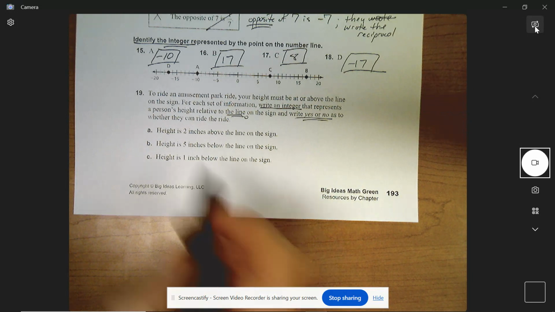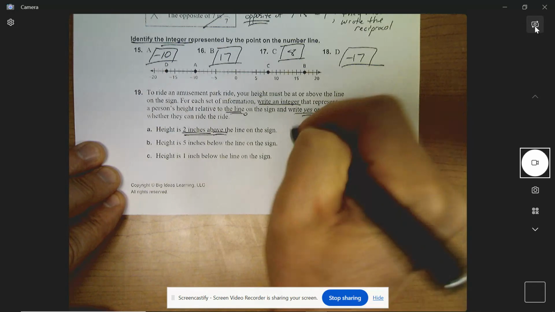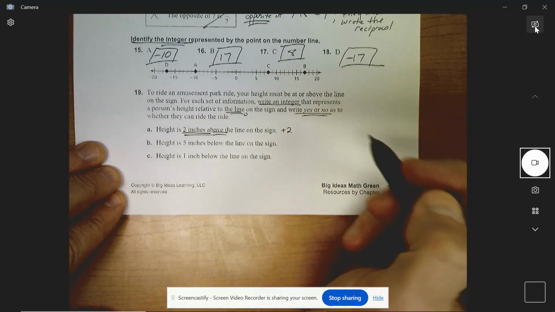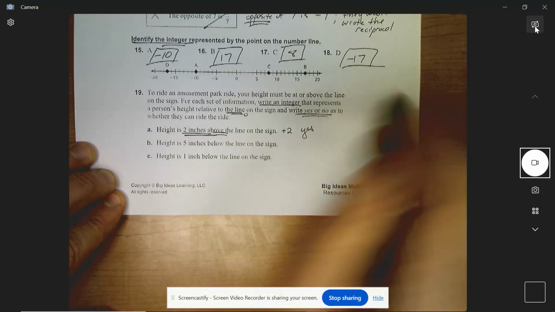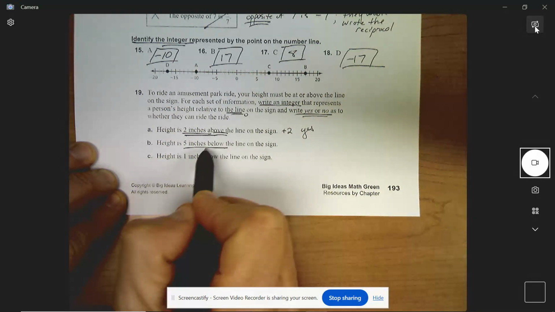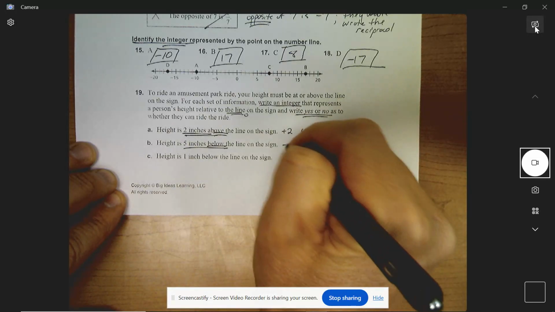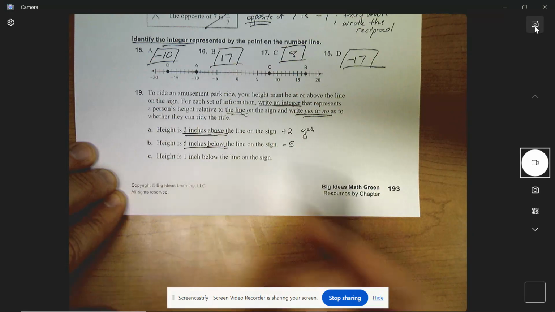So you're going to write yes or no as to whether they can ride the ride or not. So A, it says 2 inches above. So it's going to be a positive 2. So the answer is yes, it is above the line. Yes, they can ride the ride. If it's 5 inches below, that's not their negative height, it's just they're shorter than the cutoff line.